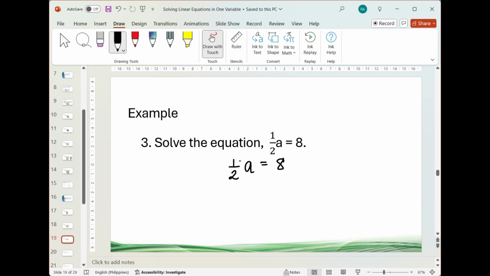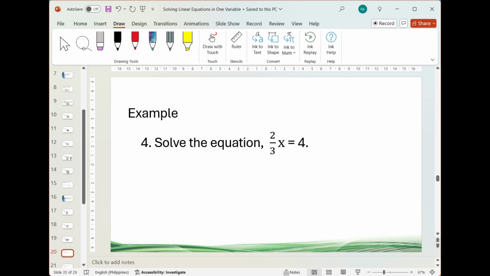So dito ang coefficient ni A ay 1/2. So ang gagawin lang is ita-times natin siya ng reciprocal nung coefficient ni A. So ano ba ang reciprocal ng 1/2? So alam natin na ang reciprocal ng 1/2 ay 2/1. Di ba pagpapalitin yung numerator at saka denominator? So the reciprocal of 1/2 is 2/1 or simply 2. So ibig sabihin, we will multiply both sides of the equation by 2 para ma-eliminate natin ito, para ito maging equal kay 1. So ang matitira dito sa left side is A. 8 times 2, that is equal to 16. So ang sagot natin na root or solution is 16.